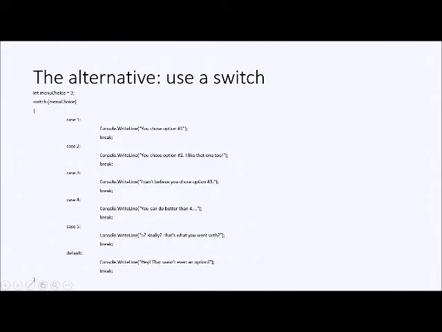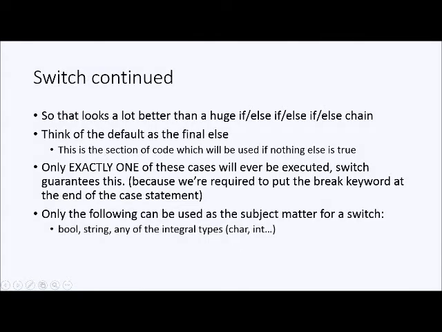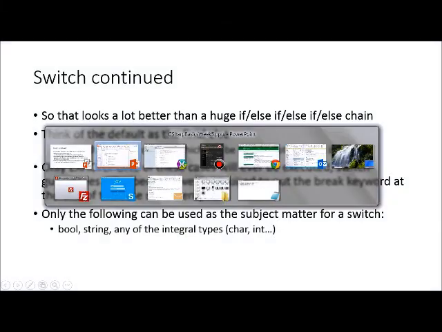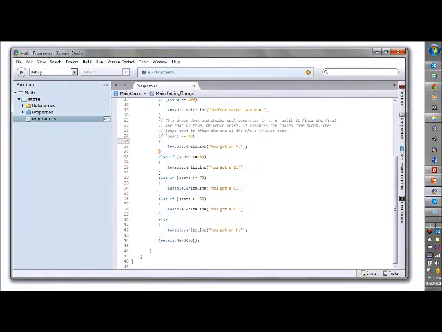Now the default is, if it's none of these, then it does this. So for example, if the case is 6, it would say, hey, that wasn't even an option on my menu, and it's going to break in that case. This looks a lot better than that huge if-else chain. And you can think of that default as the final else. Basically, if you've got an if-else chain, it was always if, else if, else if, else, similar to what we saw when we were looking at the Xamarin case.